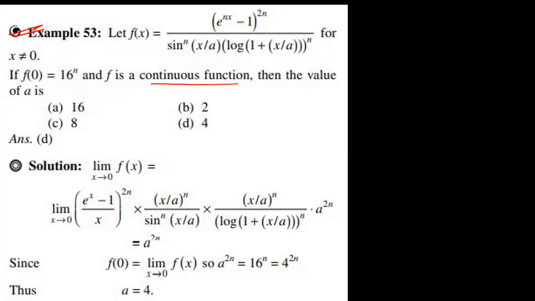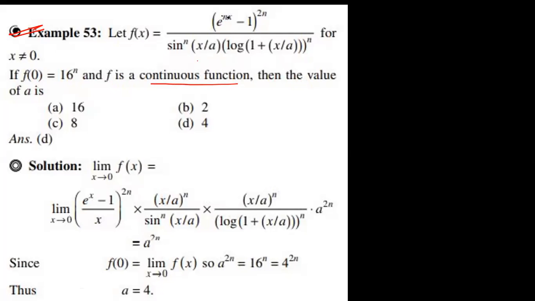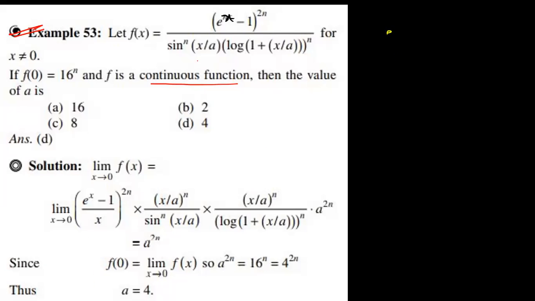What to do? Here, a small printing mistake is there. It's not e power nx, e power x only. Please change this one. E power x. I'm writing. If anybody is confused, I will try to see. Dear students, here power 2n is there. So multiply and divide with x power 2n.